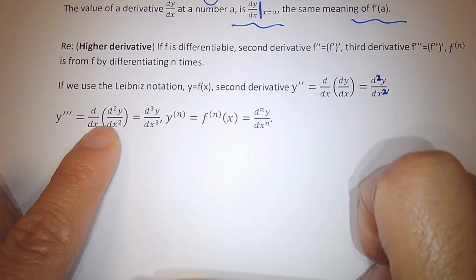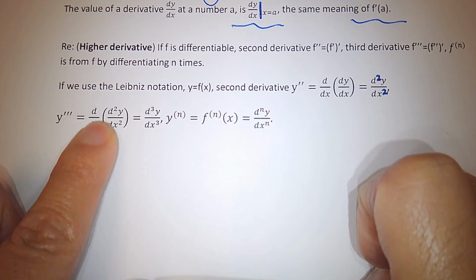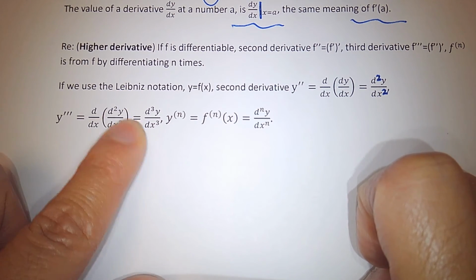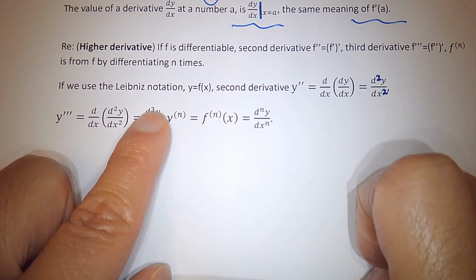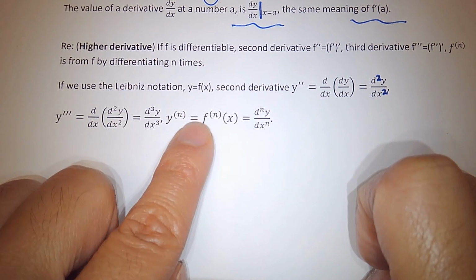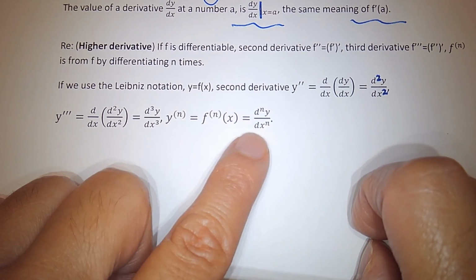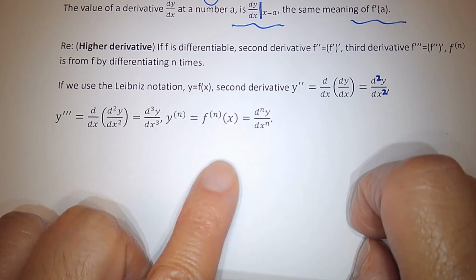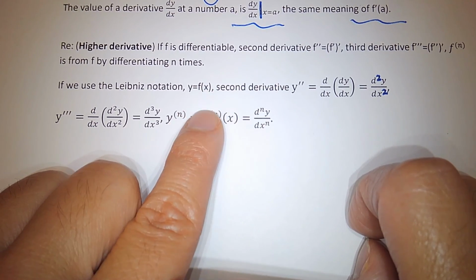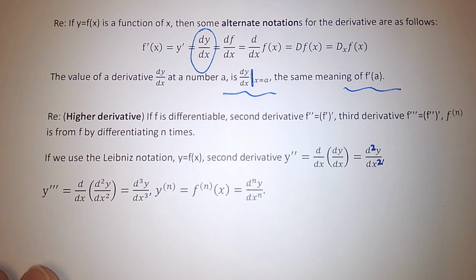Third derivative is differentiating the result from the second order derivative, where we write d cubed y over dx cubed, looks like this, okay? Nth order is d to the nth y divided by dx to the n. And then also we can write it as f to the nth of x, okay? All right, so these are just the notations. I want you guys to really read them again and then digest, okay?